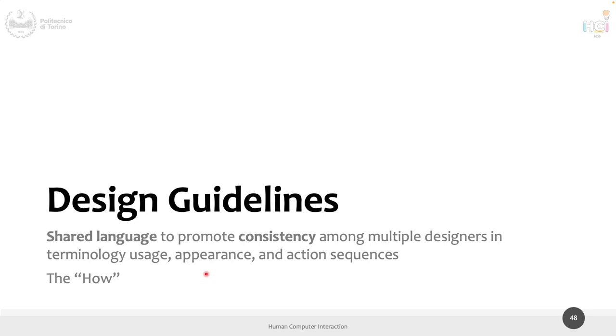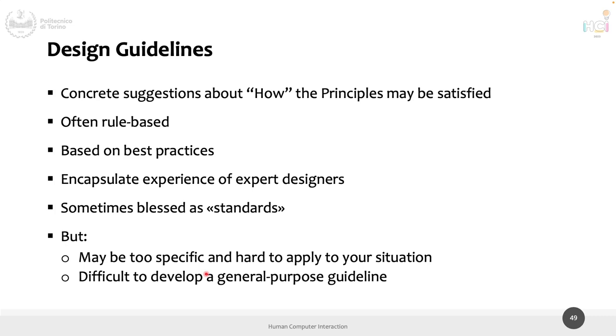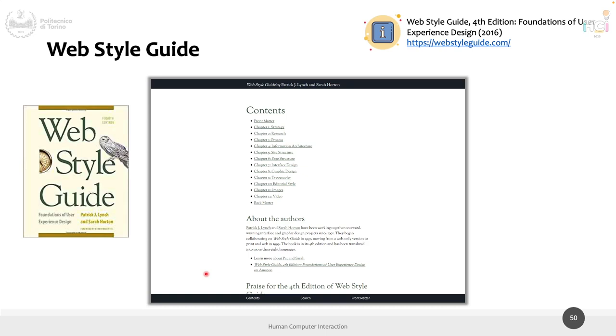So what are the guidelines? To remember, if theory is the why, the principles are the what, and the guidelines are the how. We did the example yesterday: accessibility guideline for the web. It's a very specific domain. So it's a shared language to promote a consistency in a specific domain. They are often rule-based. They are often based on principles, and they're often based on best practices and written by experts. Sometimes they are blessed standards, sometimes they are actually standards, and they are very, very specific.